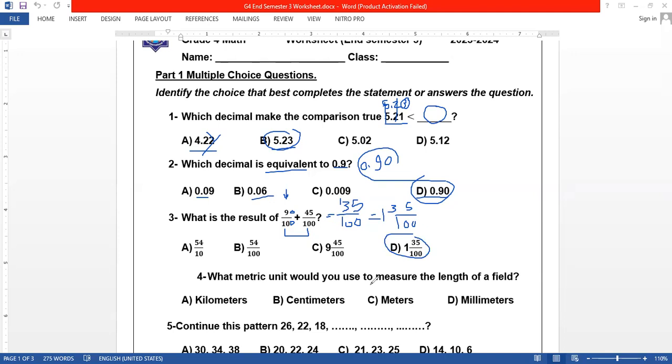What metric unit would you use to measure the length of a field? You know, a field or playground or the length of your car or the house, we use meter, because we use millimeter only for very small things like the length of insects. Centimeter, we use for things greater than millimeter, like the length of the book, the length of the pen. So this is not appropriate. Now, kilometer, we use it for the distance between two cities or for long distances. So the best choice is C, which is meter.